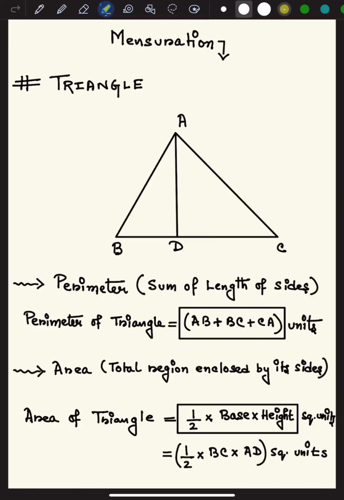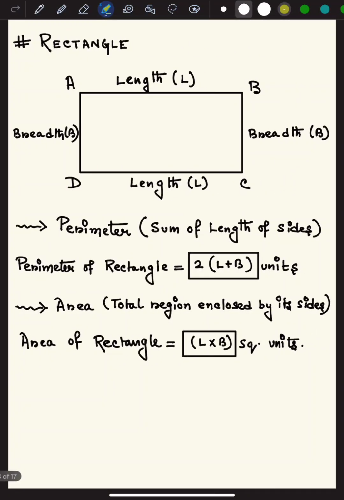So it will become half into base, here BC, and the height here is AD. So half into BC into AD square units. Got it? Now let's come to the figure rectangle.